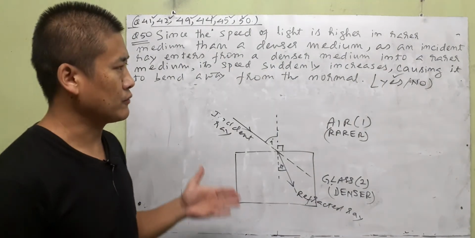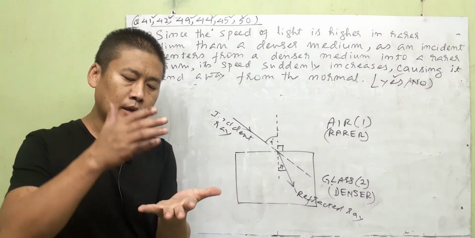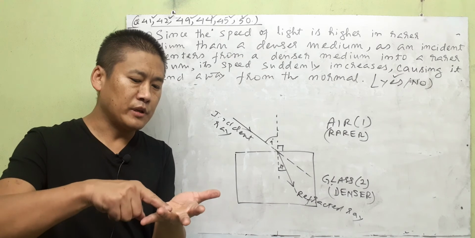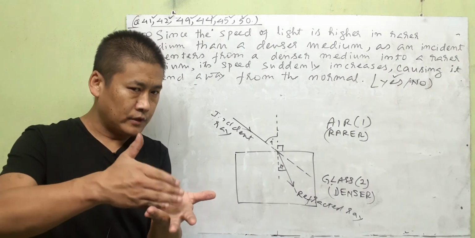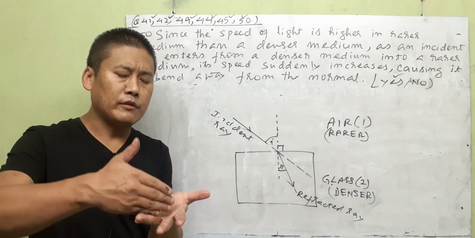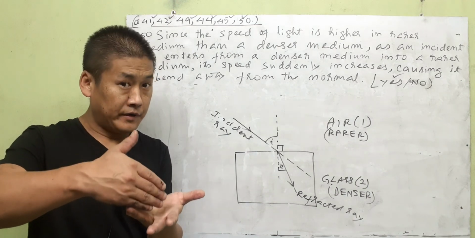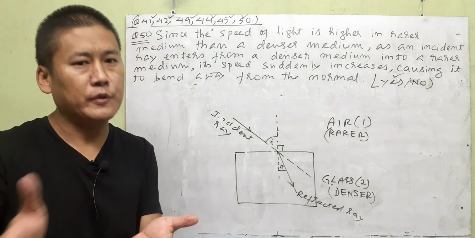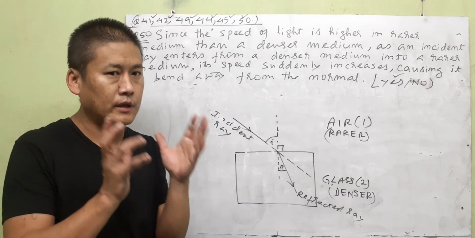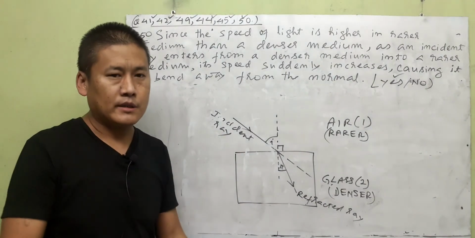Before we end the class, once more: when a ray enters from a rarer into a denser medium, it bends towards the normal. And when a ray enters from a denser into a rarer medium, the ray bends away from the normal. These two points have to be very clear in our mind before we go to the next class, okay?